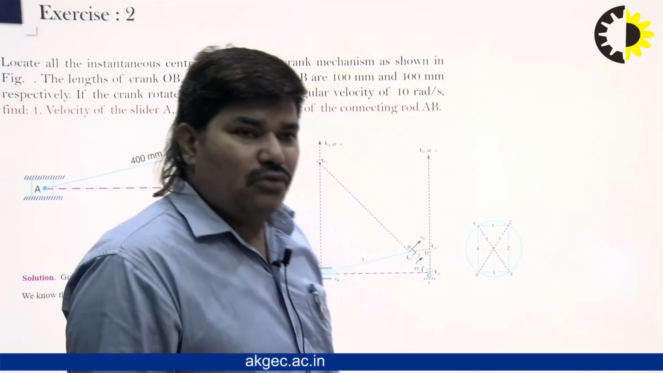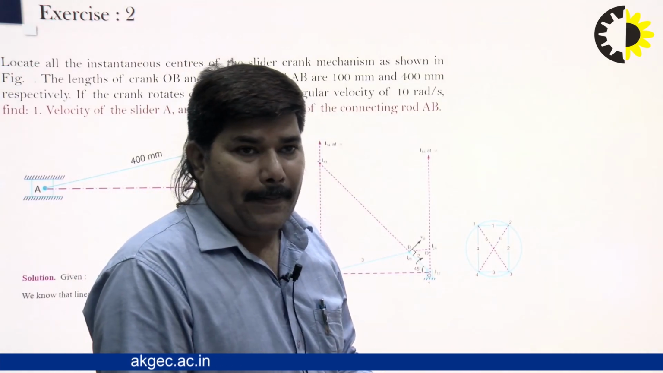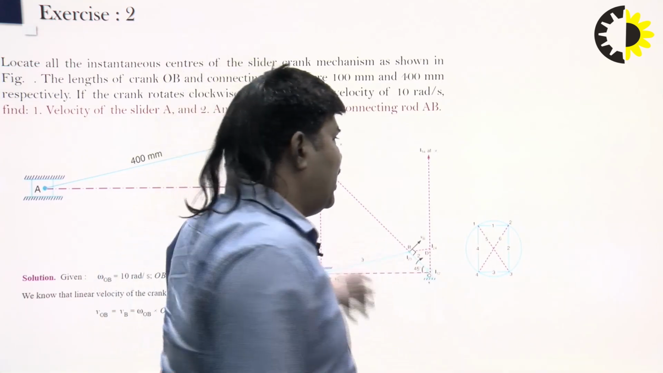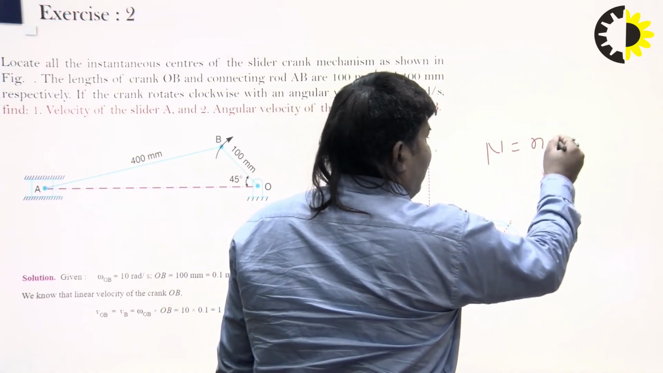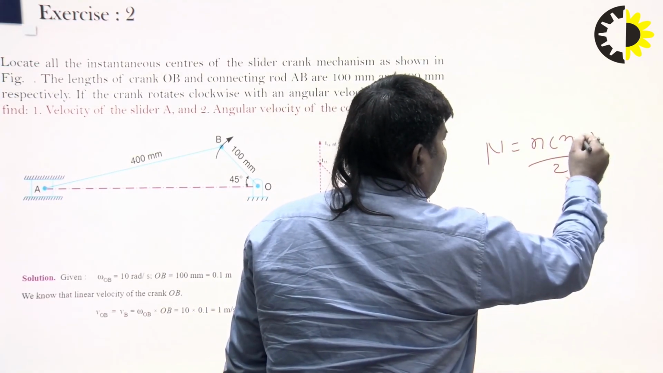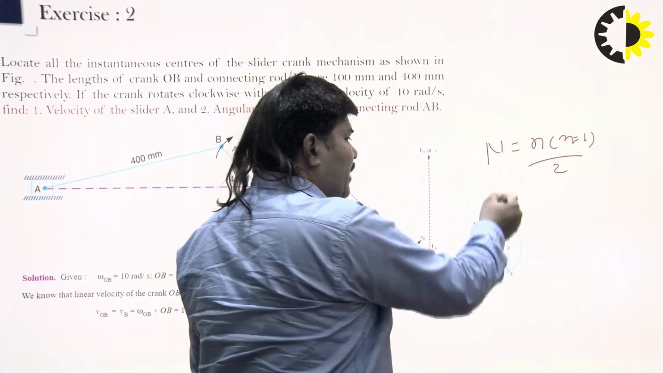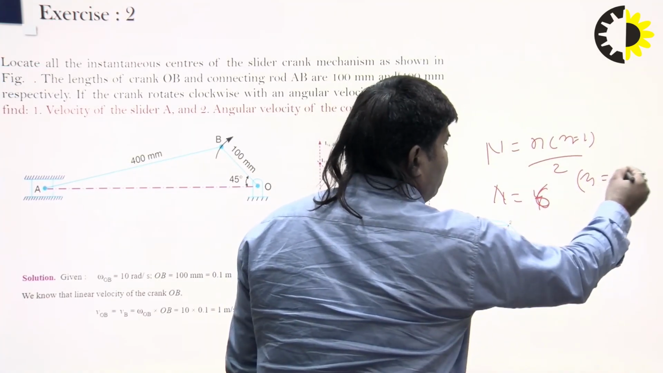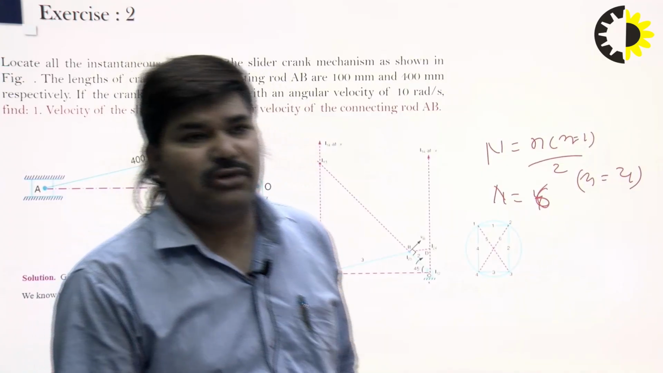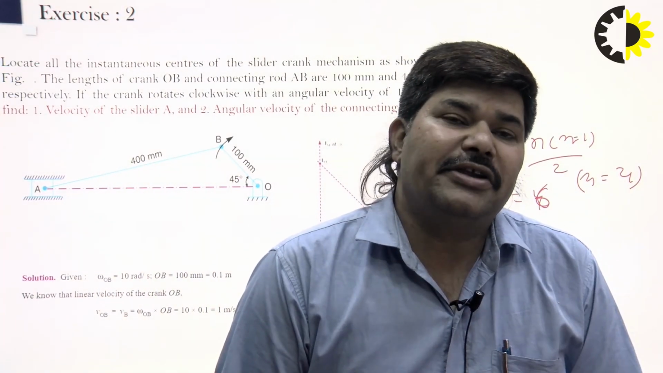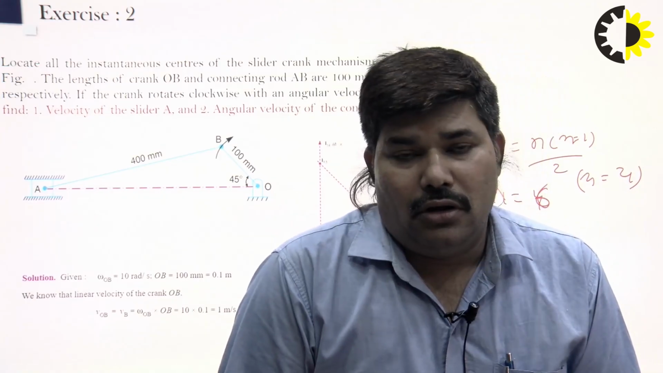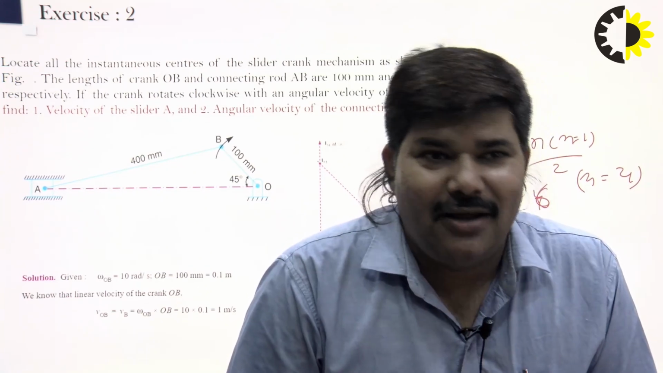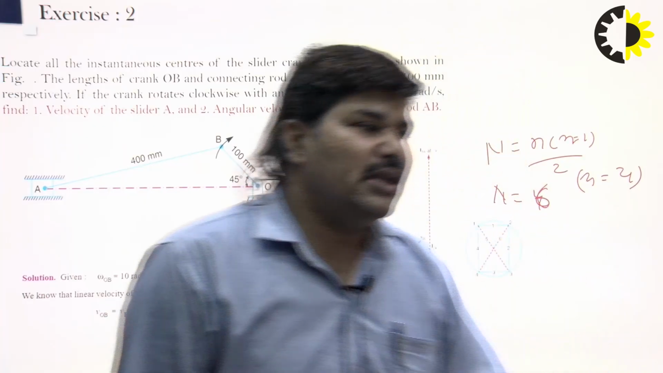After that, again calculate the number of instantaneous centers. Obviously, the 4 links are there, so the process is the same. Capital N equal to n into n minus 1 divided by 2, where small n equal to 4. So you can calculate 4 into 4 minus 1 by 2, where the instantaneous centers are 6. In that case also, 6 instantaneous centers: 2 are fixed, 2 are permanent and 2 are neither fixed nor permanent. So you can see the difference here.